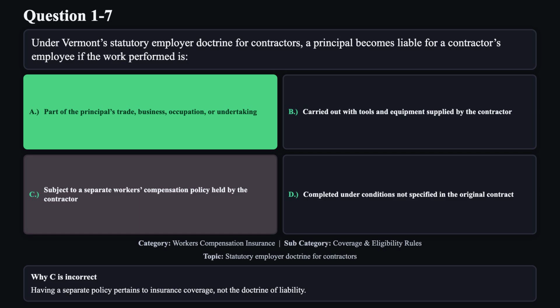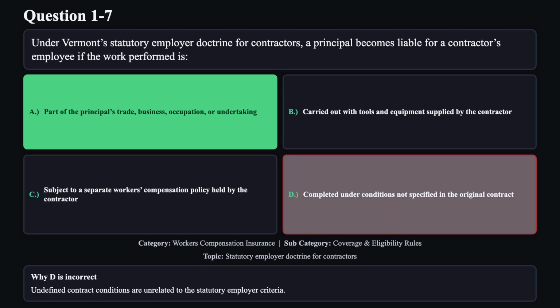Reason C is not correct. Having a separate policy pertains to insurance coverage, not the doctrine of liability. Reason D is not correct. Undefined contract conditions are unrelated to the statutory employer criteria.